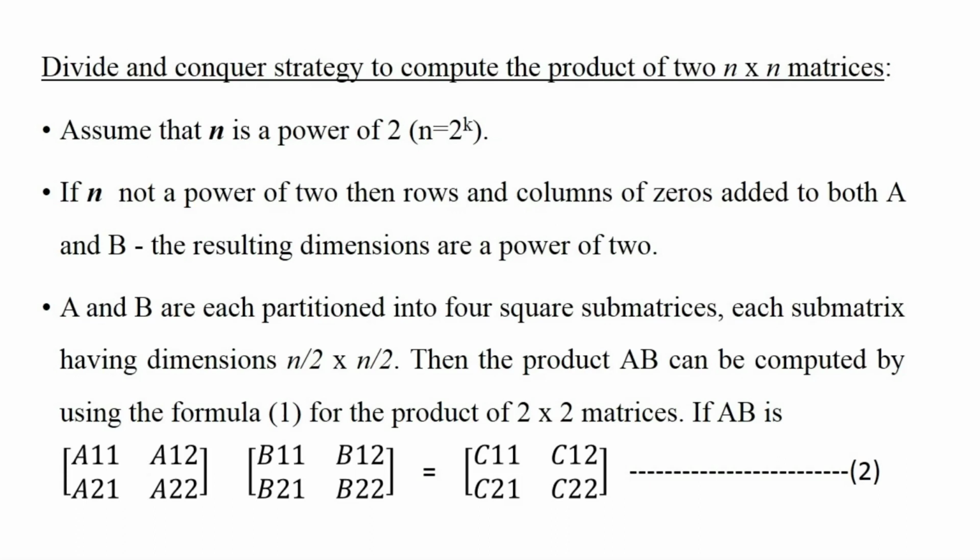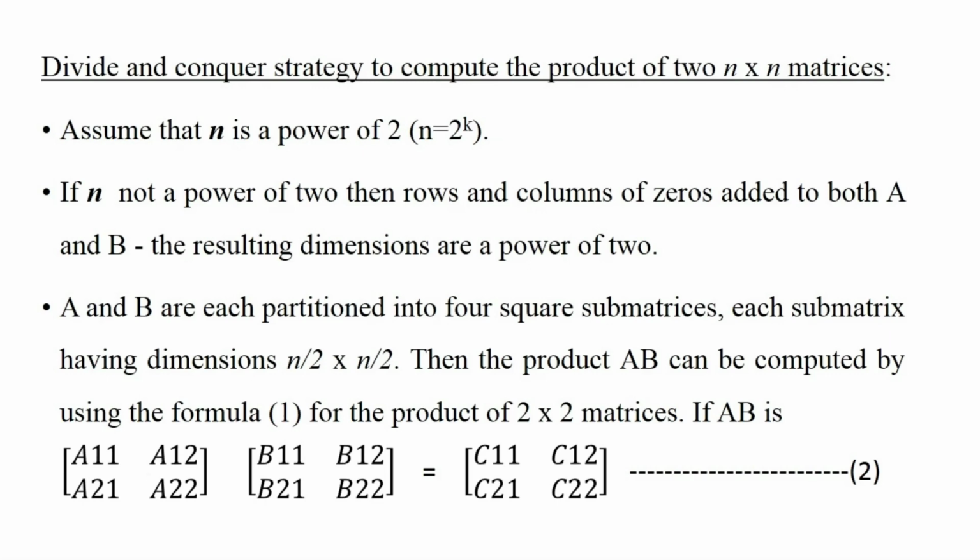Using the divide and conquer method to compute the product of two n cross n matrices, we need to assume that n is a power of 2. In case n is not a power of 2, we need to add additional elements of 0 in order to make the matrix a dimension which is a power of 2. So A and B are partitioned into 4 square submatrices, and each submatrix will have a dimension of n/2 cross n/2.